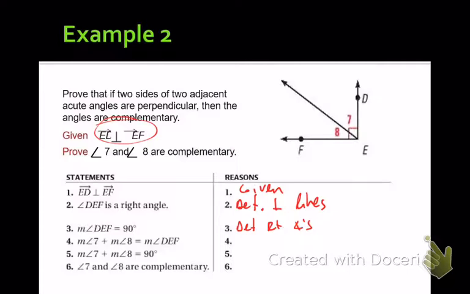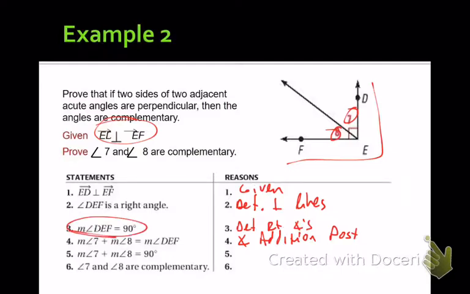Okay? Now, next statement, angle 7 plus angle 8 is equal to the measure of angle DEF. Well, that's your angle addition postulate. Now, how do we get to the next line? 7 plus 8 equals 90. Well, if you look, we can take statement 3, and then it will allow us to substitute the 90 into the measure of angle DEF. So I'm going to use substitution here.